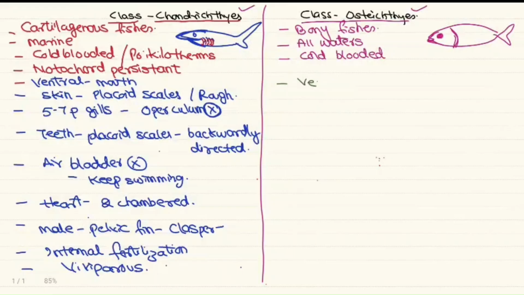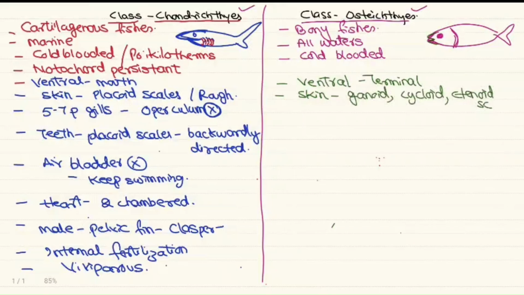How is the mouth? In the case of the chondrichthyes, how is the mouth? In the case of osteichthyes, the mouth is terminal at the tip. The skin is covered by scales except placoid. Different type of scales are present like ganoid scales, cycloid scales, ctenoid scales. Different type of scales are present except for the placoid scales.